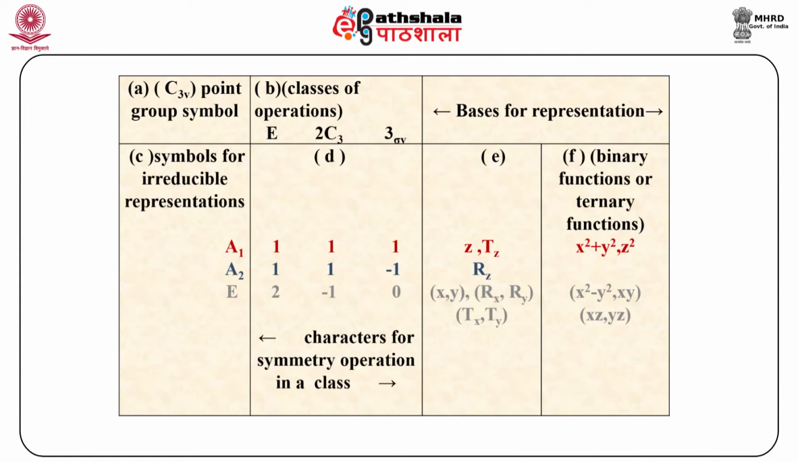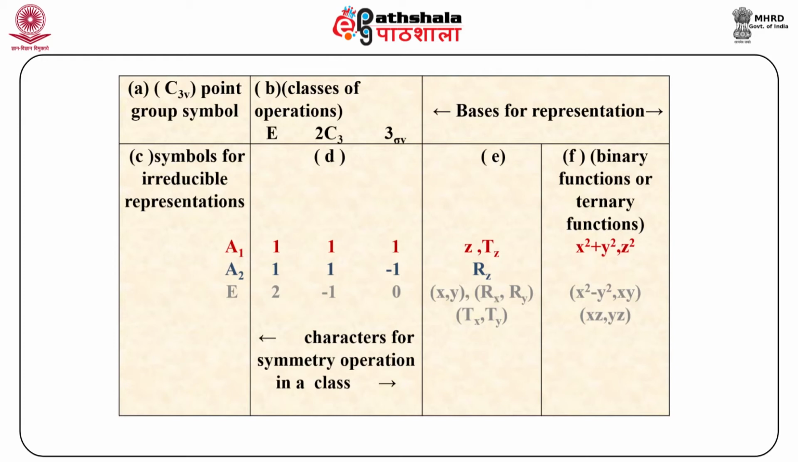Section B, classes of symmetry operations, that is E. Then we have C3, which has 2 operations in this class, and sigma v, which has 3 operations in this class. Section C, symbols for irreducible representations. Here, what are the irreducible representations? A1, A2 and E.